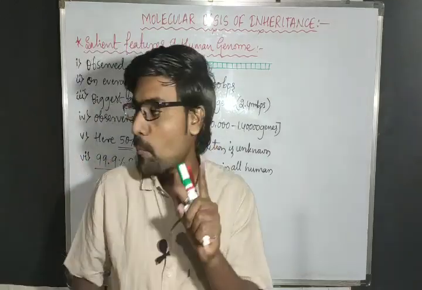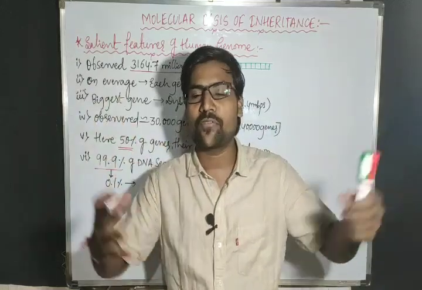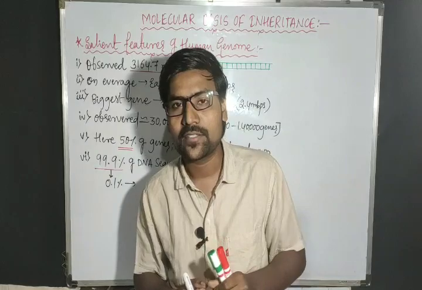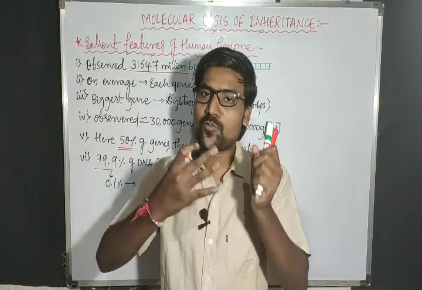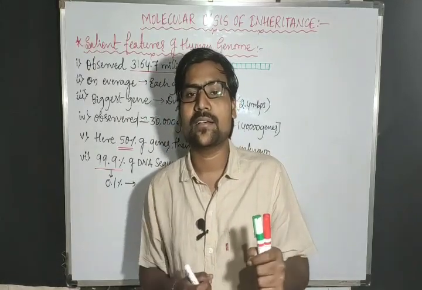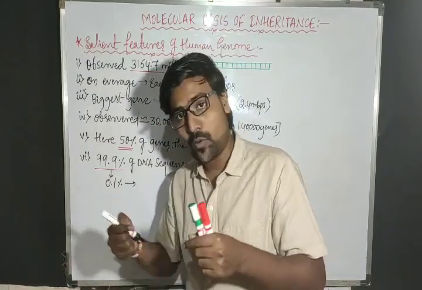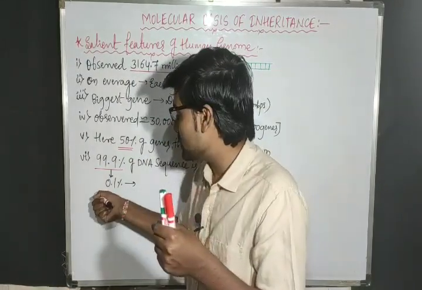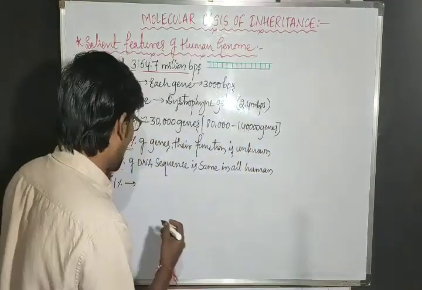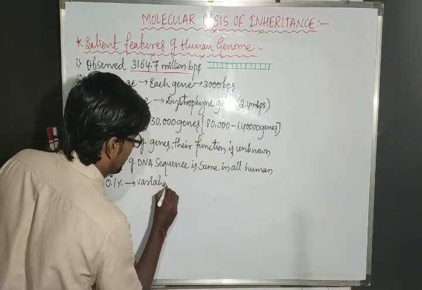And because of that 0.1% DNA sequence change, we all look different. That means one human being cannot look like another human being. We cannot match one human being with another, unless they are siblings. So every human being is different. Why? Because 0.1% of DNA is changing, and that 0.1% change we refer to as variation.